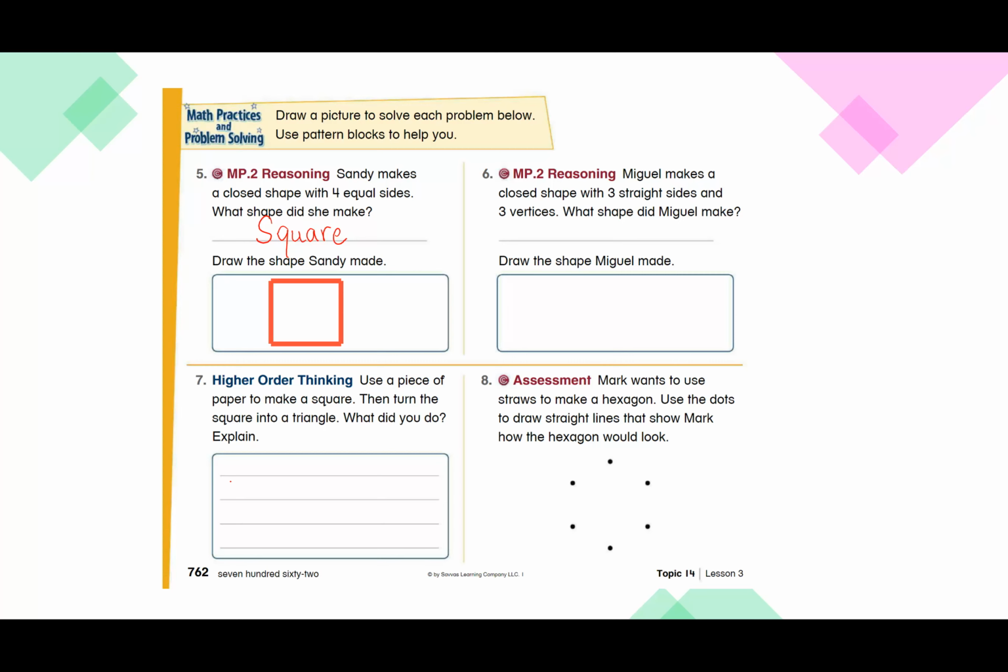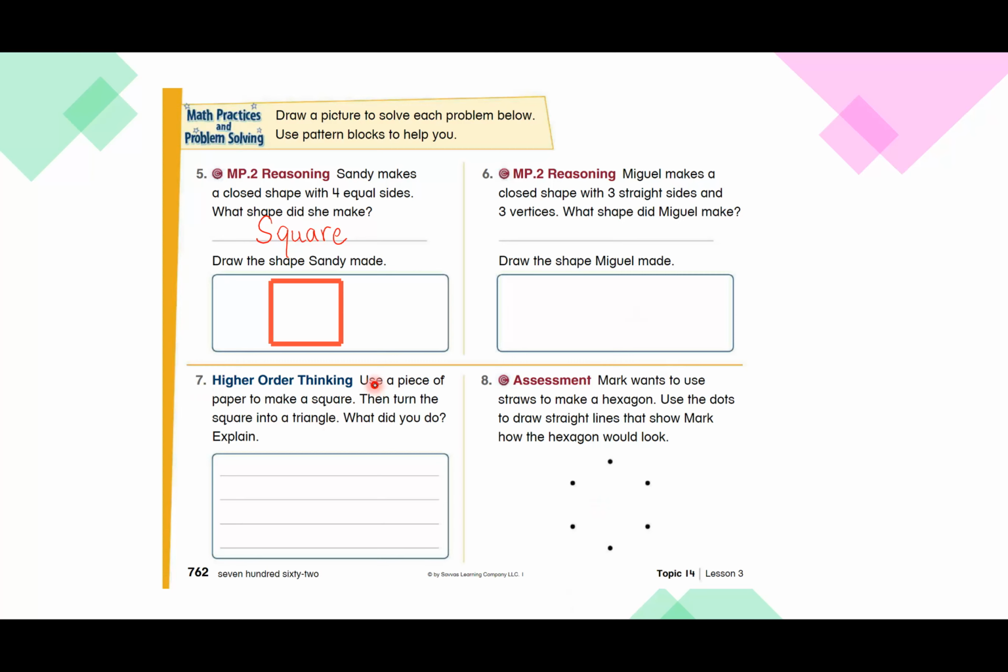Now, question number 6. Miguel makes a closed shape with 3 straight sides and 3 vertices. What shape did Miguel make? Now you know which shape has 3 straight sides and 3 vertices. Write the name of the shape over here, and you can cut any color paper and paste it over here.